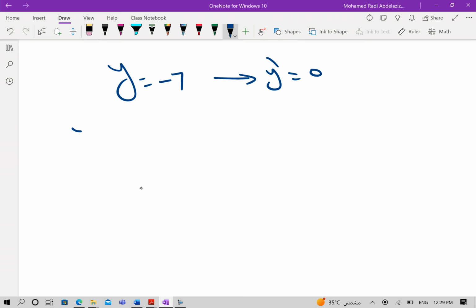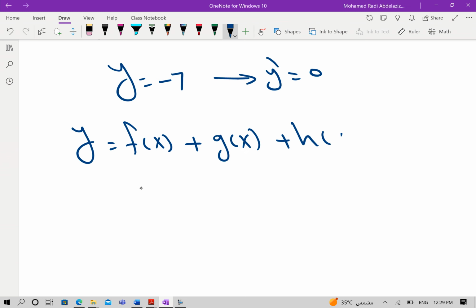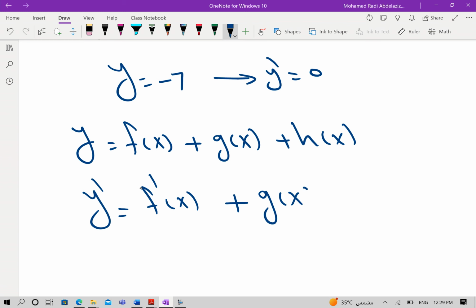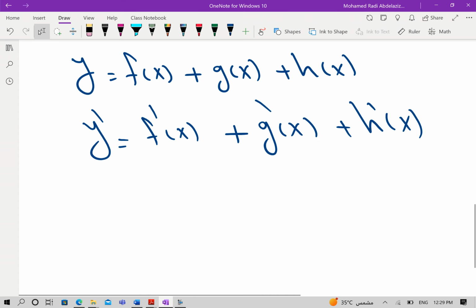In case we have y equal to a function f of x plus another function g of x plus another function h of x, when I ask you to get the derivative, find the derivative of each function: f dash, whatever plus or minus, g dash, plus h dash. This is in case of addition or subtraction. But for multiplication and division, we have the product and quotient rules.